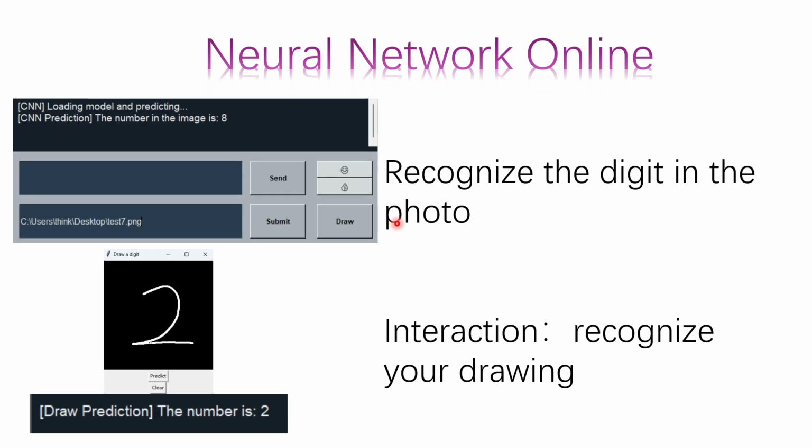The second part is the Neural Network Online. It has two functions. One is that the user can paste the address of a photo here and click submit. The chat system can recognize the digit in that photo. The second function is that the user can draw a digit on a canvas by himself and then click predict. The chat system can recognize the number on the canvas.